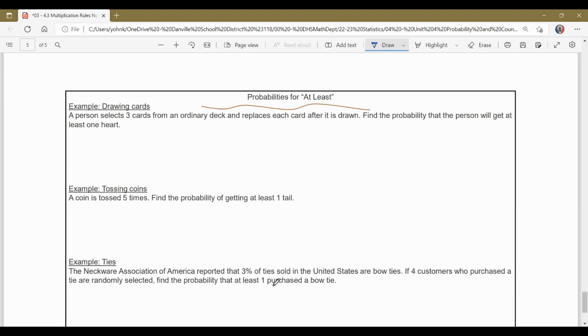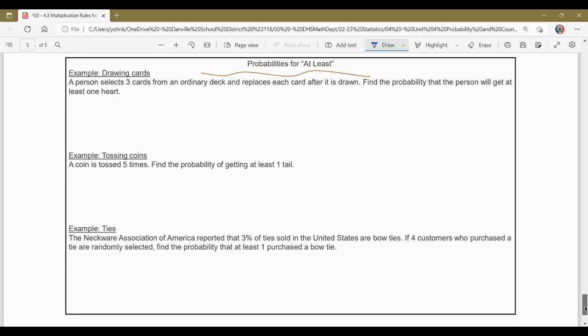All right, last thing that we need to talk about is the probability of doing at least problems. So kids, if you're working with at least, you're looking at a huge calculation that you have to do, depending on how big or how many cards you're drawing or how many die you're rolling, things like that. Anytime you have at least, remember that means greater than or equal to.